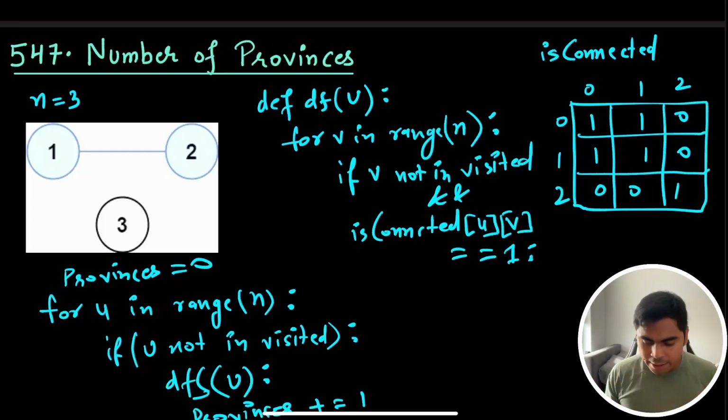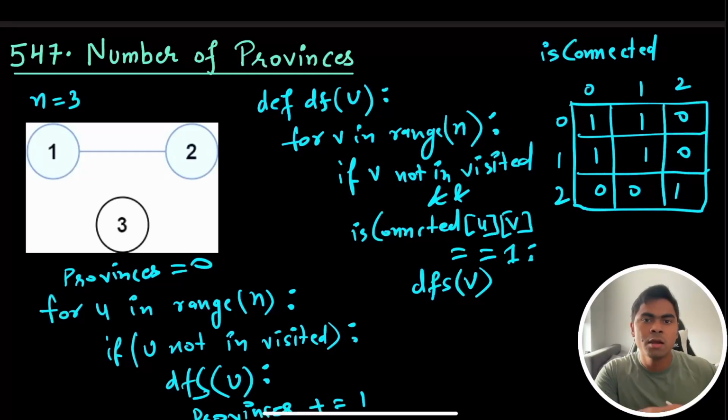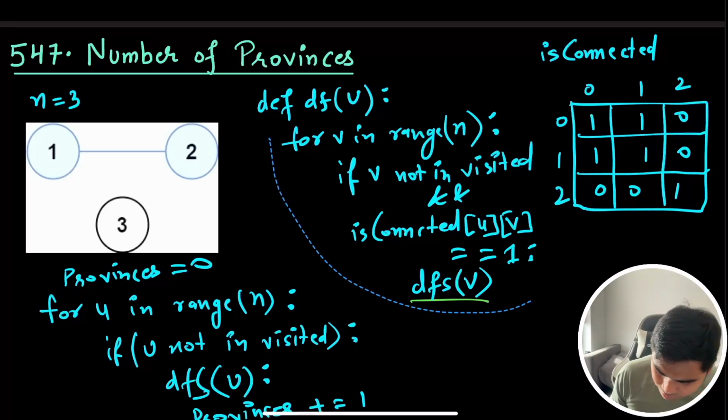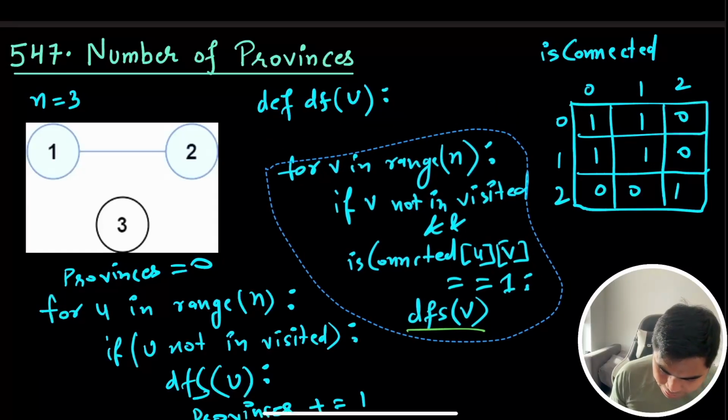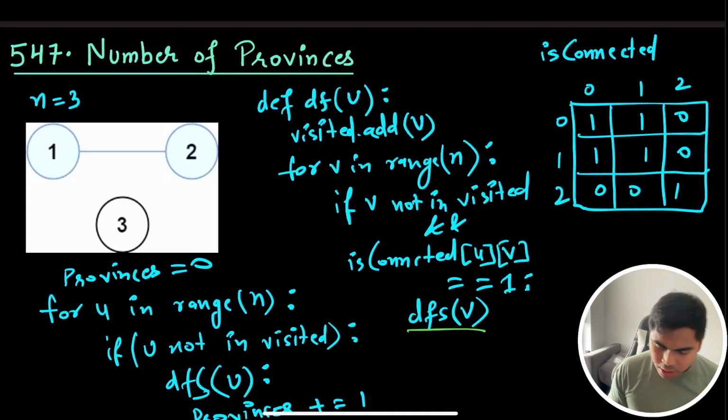that means these two are connected. So what I can do is run DFS on v as well. This v is a neighbor of u. That's why I will run DFS on v. What we are actually missing is, we can add this right here, this u, so visited dot add u.